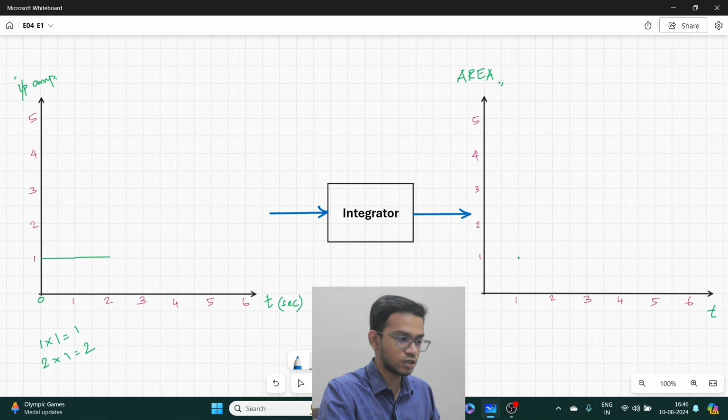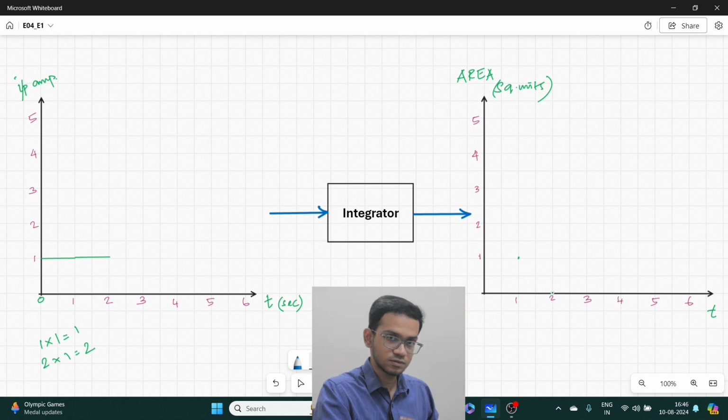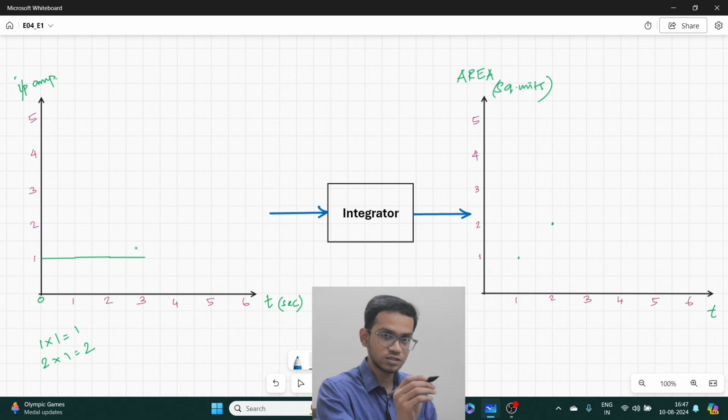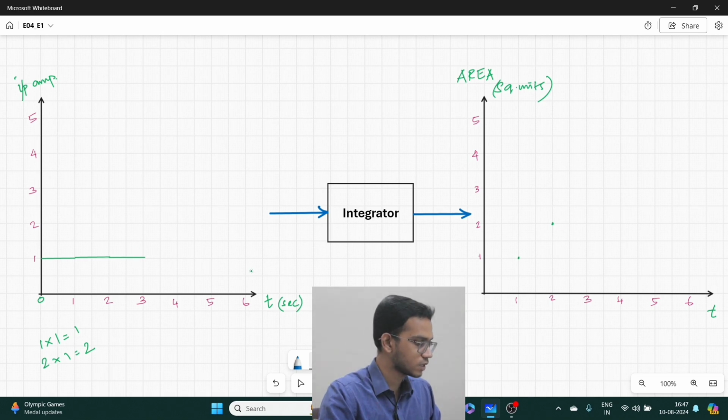The unit here is basically square units, right? So at time equal to 2 seconds, what is my total area? It's 2 square units, so I'll plot it here. Now we can get an idea. If you keep providing that input, that is, it's consistently constant, then at the third second, what is the area under the total curve? It is 3, since 3 into 1 is 3. Now at the third second, my area is 3.